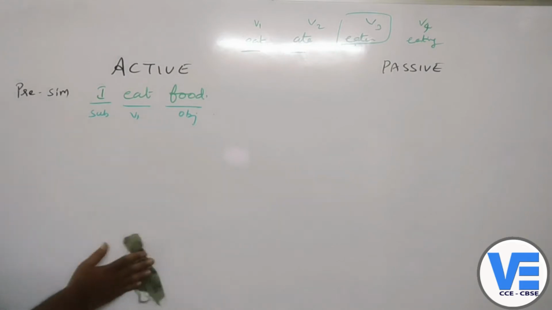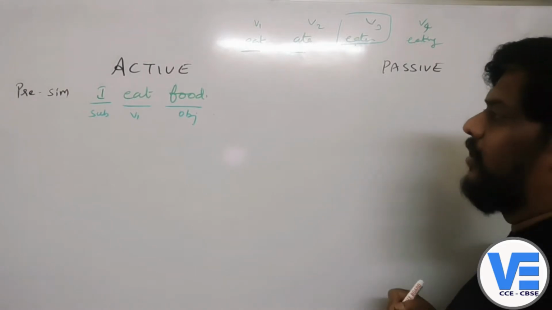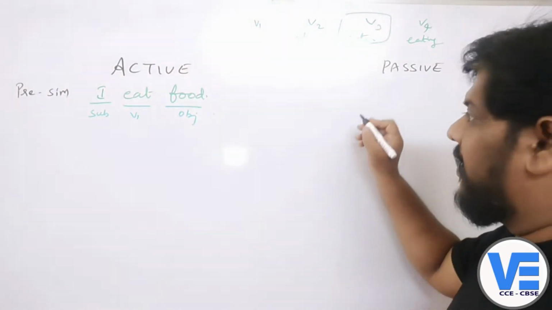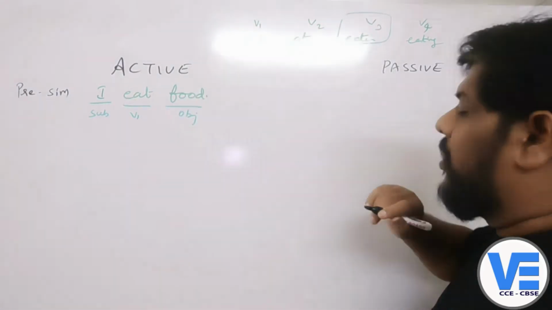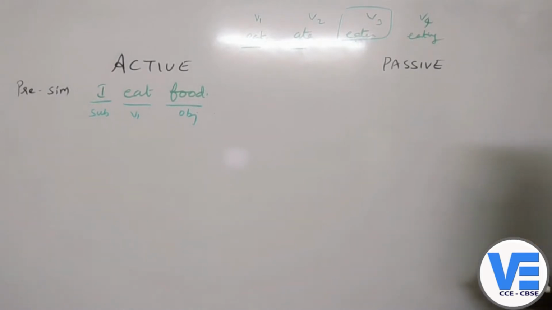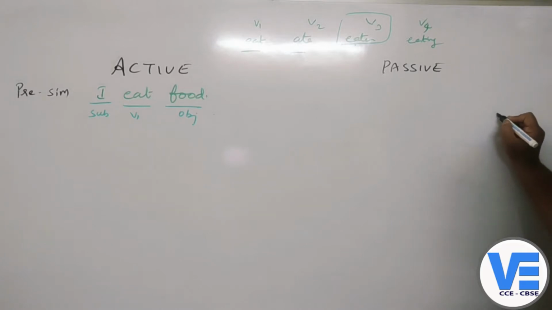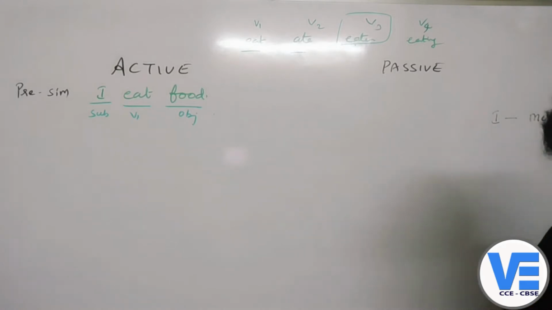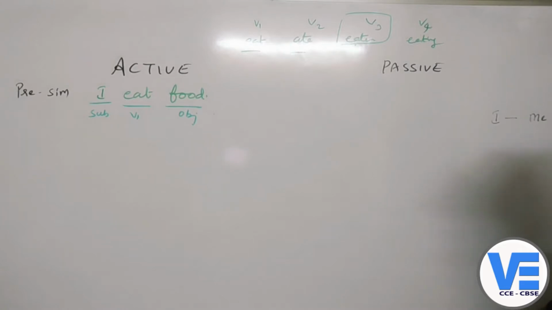So here what I've taken is, I eat food. Okay, according to the first rule, food should go to the place of I and I should go to the place of food, right? And when you come to the subject parts, something you have to remember here. I'm just writing here, you can see here now, I, if it is in the active voice, it becomes me in the passive voice. Yeah, I becomes me.